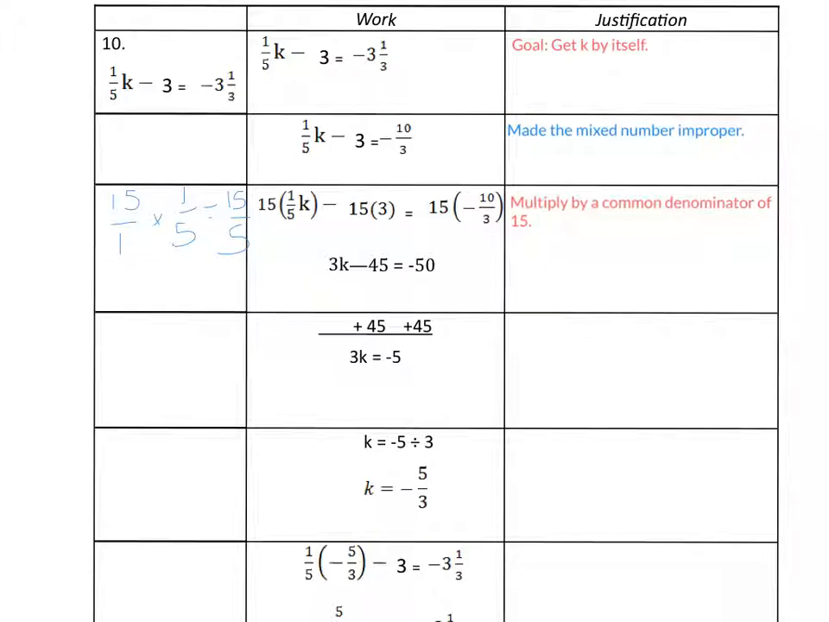Then we have the minus, then we have that 3. We can't forget to multiply by the common denominator, which is 15, and 15 times 3 is 45. Equals, we then have negative 10/3. So we have negative 10 over 3 times 15 over 1, which is negative 150 over 3, which simplifies to negative 50. So that's how we turned 1/5 k minus 3 equals negative 10/3 into the equation 3k minus 45 equals negative 50. Next thing we did was we made our zero pair.